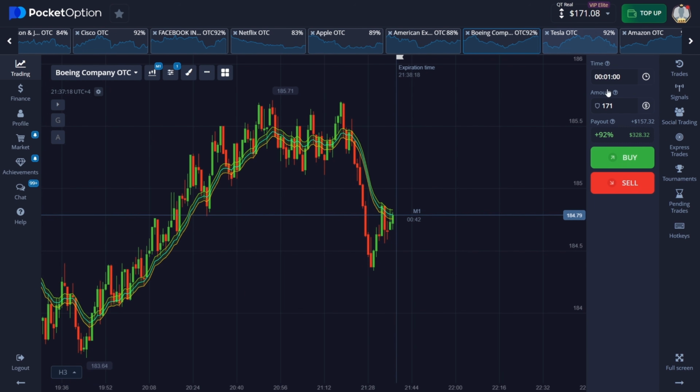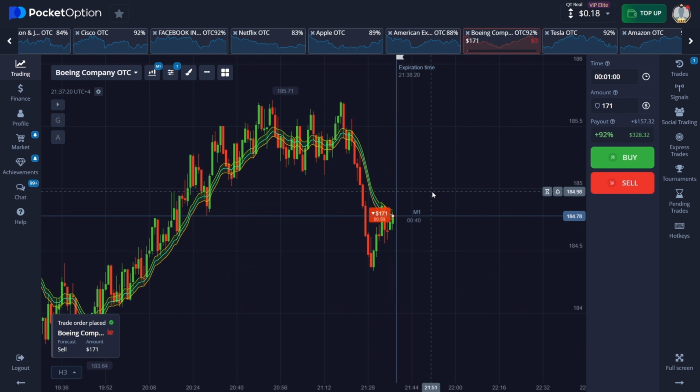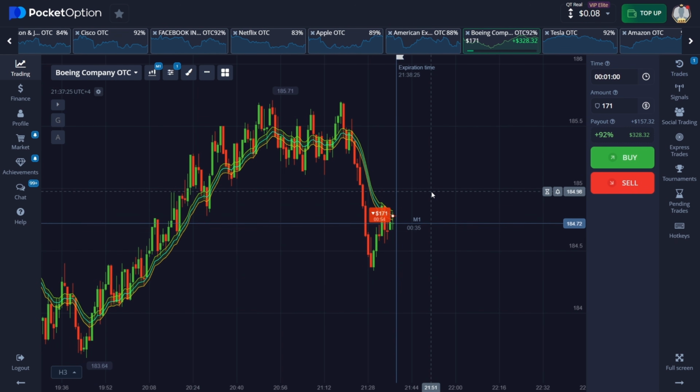Now we have a trade on Boeing Company OTC for a downside move. I placed a $171 trade, and the candle is moving in our favor. As you can see, there was an uptrend previously, but the candle broke the envelope levels and turned into a downtrend. The candles are also facing resistance from the top levels, so I took this trade in the direction of the trend.